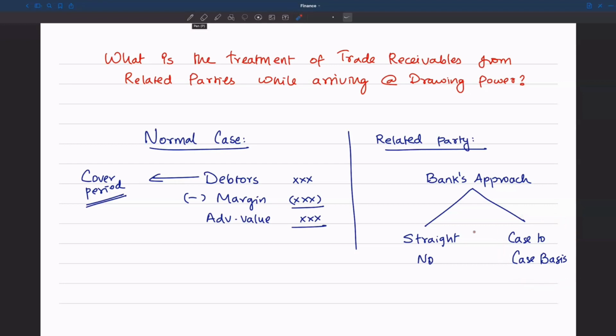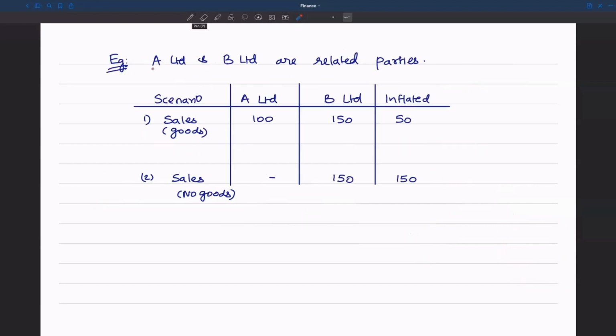But why are they saying like this? Let's see. Look at this scenario. A Limited and B Limited are basically related parties. Now, A Limited is going to sell some goods to B Limited. It is possible that amongst related parties, sales can happen. Genuine sales can happen. Inflated sales can happen. And artificial sales also can happen, that is, without any goods or services.